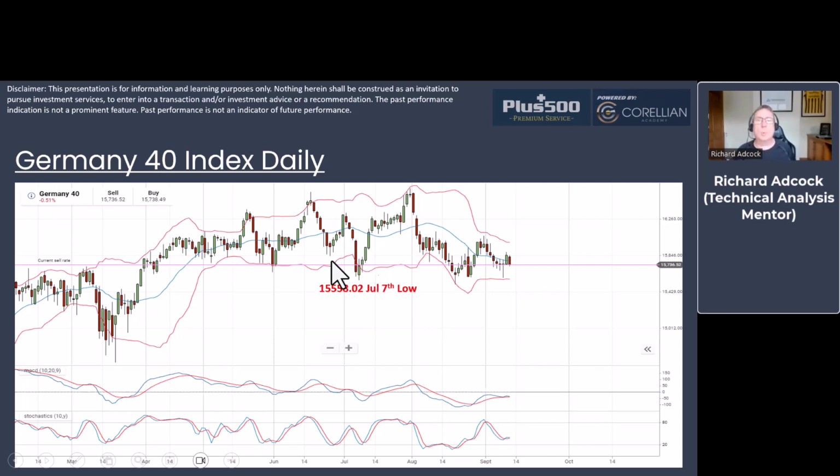Well, as we've said from the weekly perspective, this July 7th low is the critical closing support, and if that starts to give way, then we could be looking at a deeper sell-off.